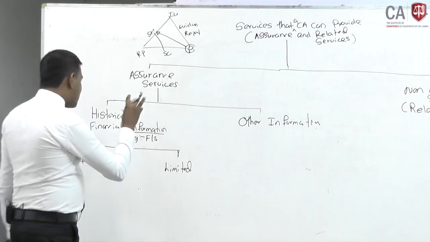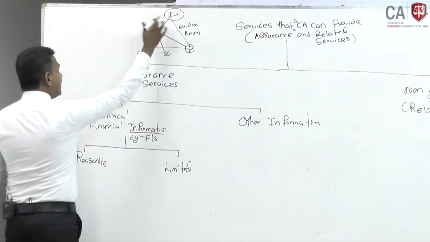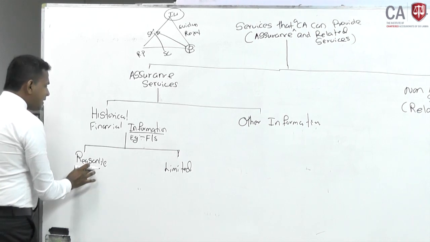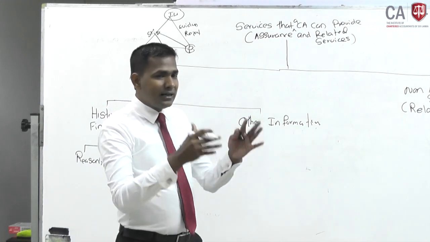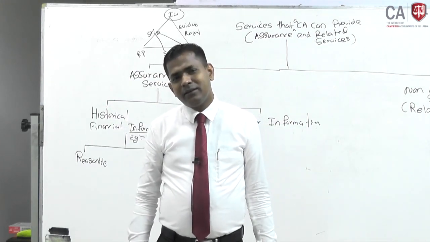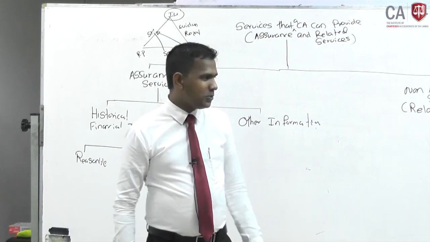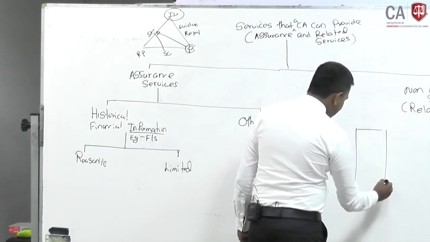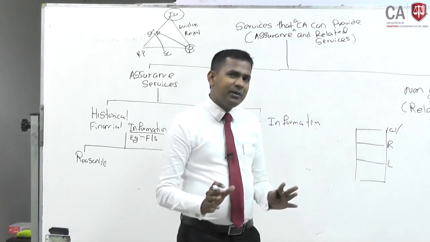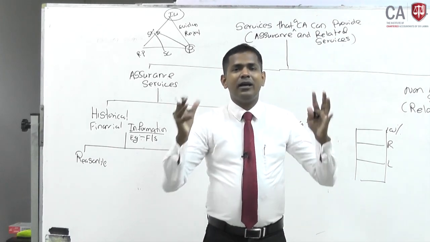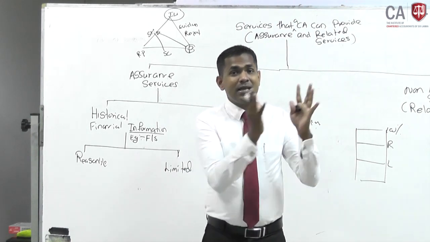Third step, if it is historical financial information, you see the intended user's expectation: whether they need reasonable assurance or limited assurance. The practitioner cannot give 100%; it is either reasonable or limited. Reasonable assurance means we say the subject matter does not contain material misstatement.